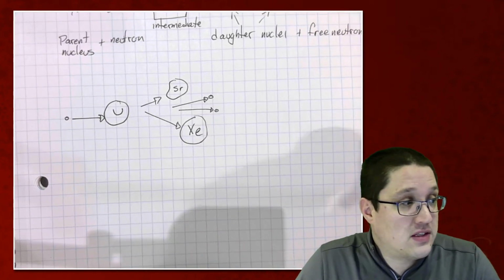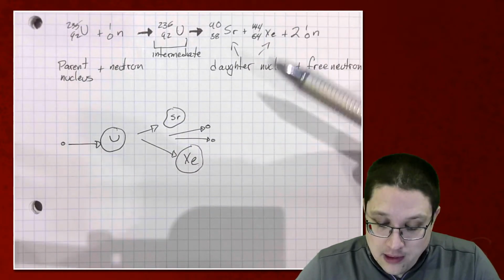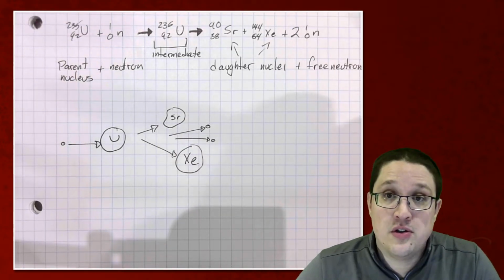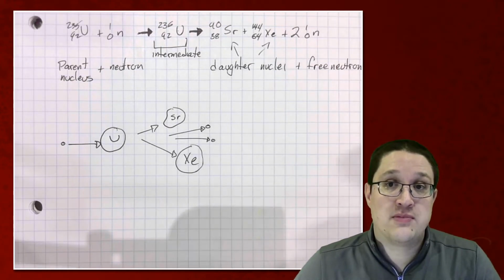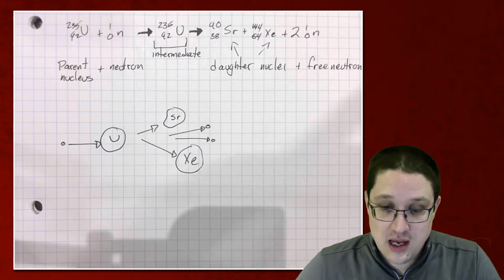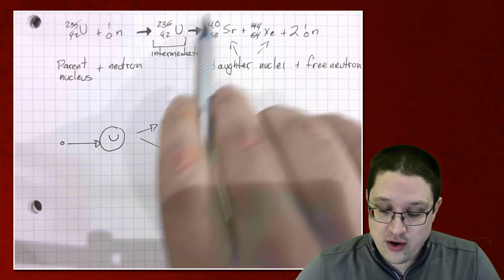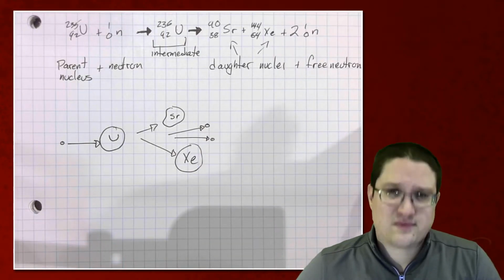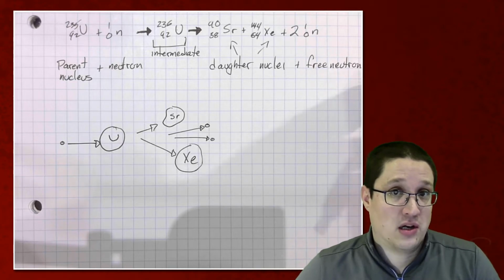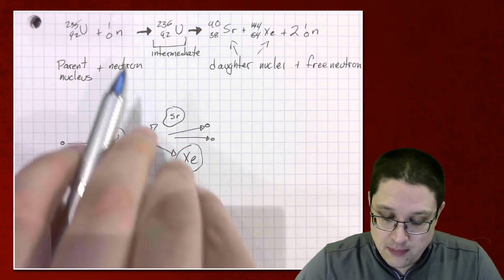A couple of things to note about fission. This is an example of the fission of uranium-235. When fission happens, it does not always break into the same chunks. It breaks into things that are approximately 1/3 and approximately 2/3 of the size of the original. That's very approximate, but our conservation laws still apply.